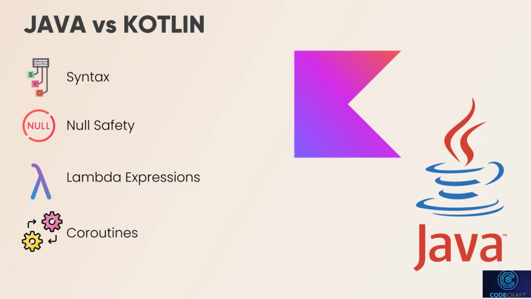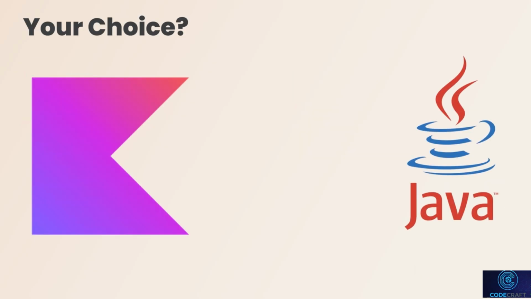Java doesn't have native support for coroutines. Achieving asynchronous and non-blocking behavior often requires using libraries like RxJava or implementing complex callback mechanisms. Kotlin has built-in support for coroutines. Coroutines provide a more straightforward way to write asynchronous, non-blocking code, making it easier to handle tasks like network requests and concurrent operations. In summary, Kotlin generally offers more modern and concise language features compared to Java.